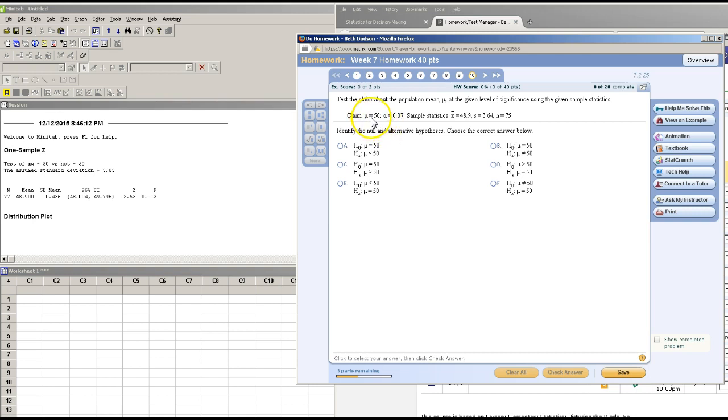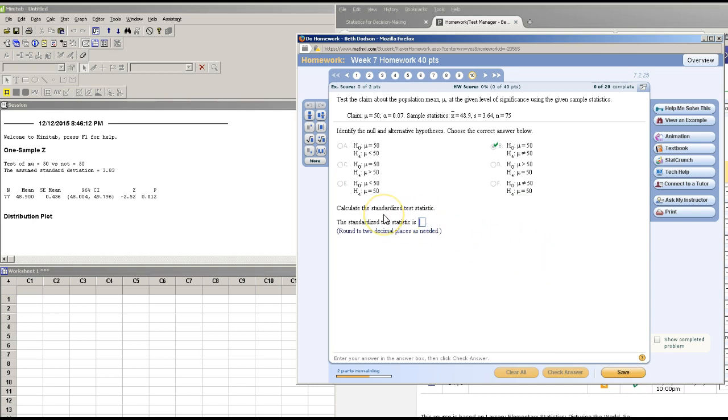So if our mean is equal to 50, then that means our alternative hypothesis is going to have to be not equal to 50, because our alternative can never have an equal sign in it. So our only two options are equal and not equal. So this is going to be our only option, B. So let's see, I'm just doing a preview here so I can check my answer.